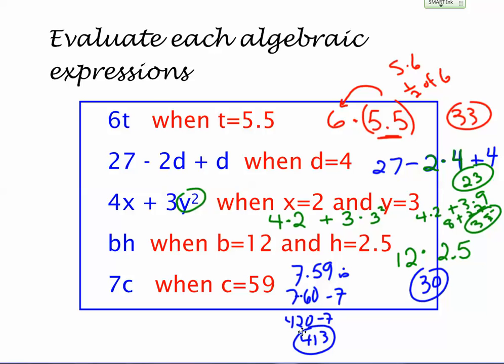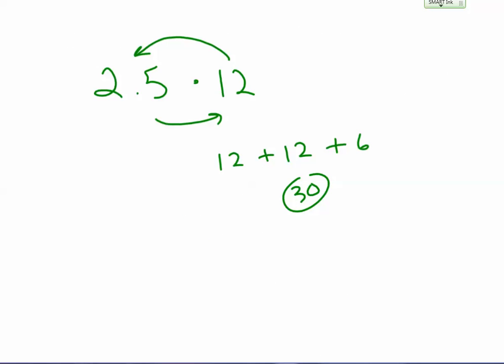And I was just trying to show here how 12 times 2½ really means 2½ groups of 12. So I've got 12 and 12. That's 2 groups of 12 and a half of 12, which is 6. And if you add them together, you get 30.